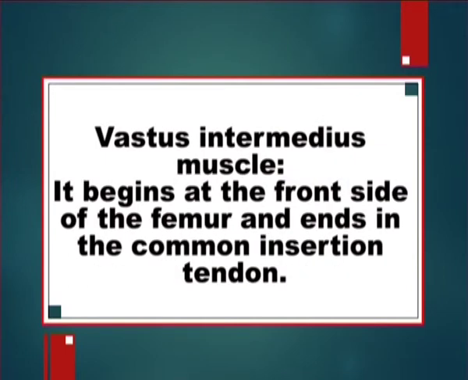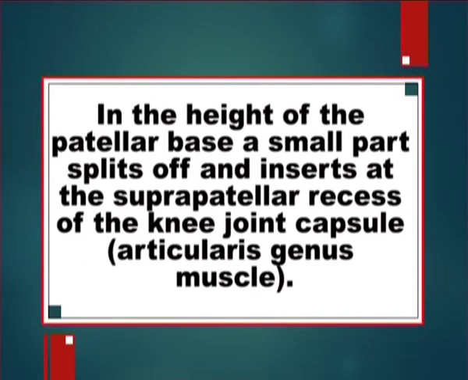Vastus intermedius muscle. It begins at the front side of the femur and ends in the common insertion tendon. At the height of the patellar base, a small part splits off and inserts at the suprapatellar recess of the knee joint capsule.